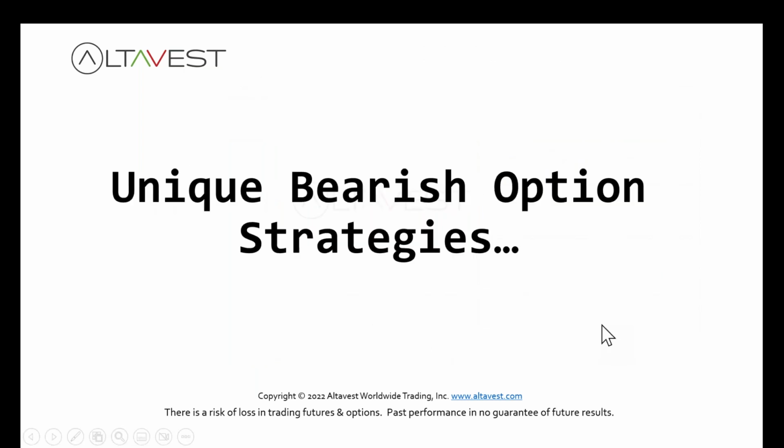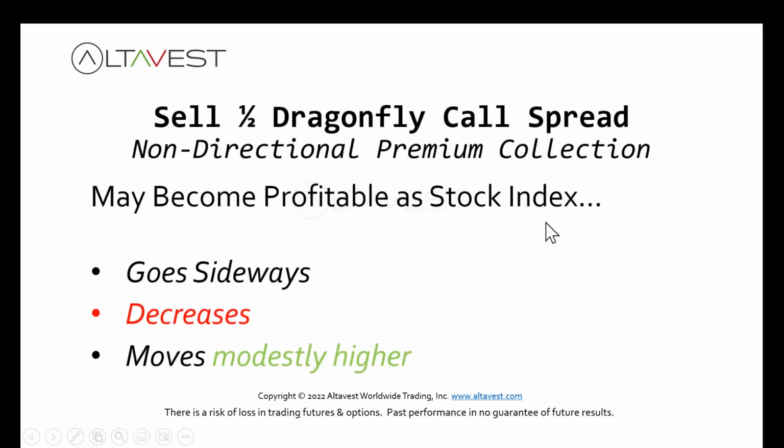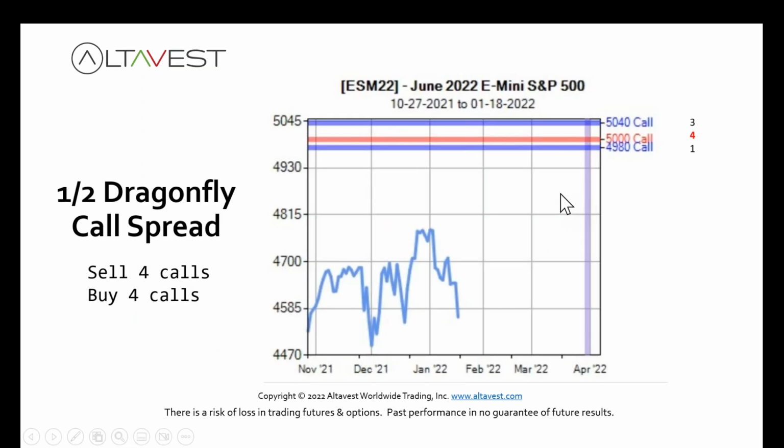We have some unique strategies as well. I'm going to just give you an example of a couple of bearish strategies here. Like just do half the dragonfly, for example. So you can see just the call side of a dragonfly, and you sell that call side of the dragonfly, collect the premium, and look for the market to stay below, generally speaking, this area here.